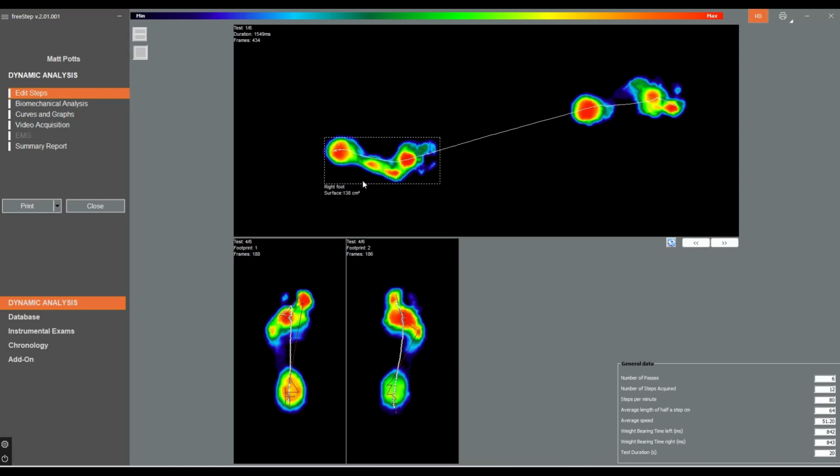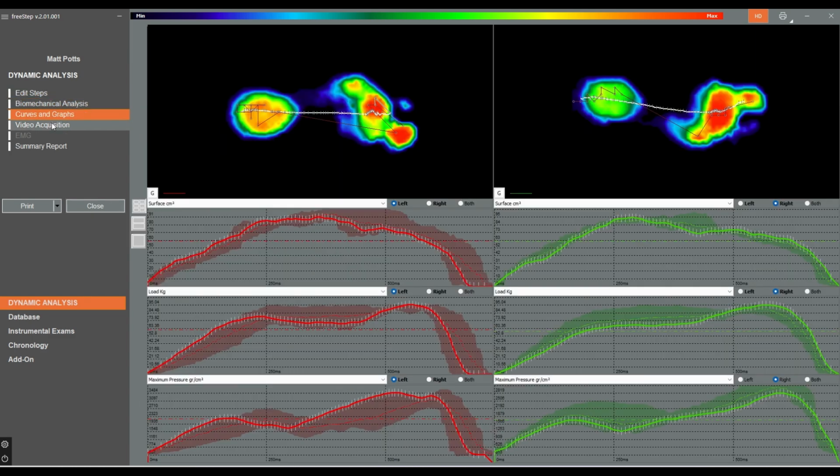This is the video regarding gait analysis I promised you a few days ago. So we're in a patient file. The first thing you might remember is to edit the steps, and that's just to make sure that the two footprints that you can see down here on the left and right represent the footprints that you want to use in the rest of the study.